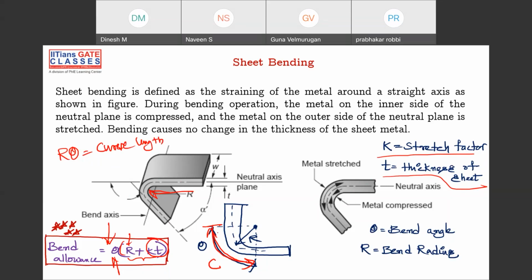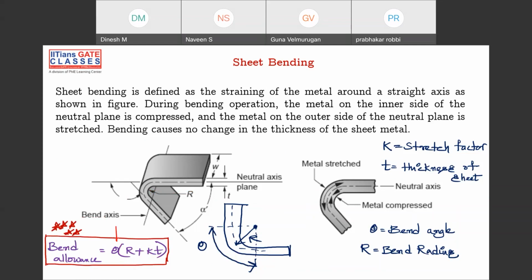Right. So there is some extra that you have to provide, so that the rebound also is calculated. If you want to have this kind of bend and you bend exactly this much, it is not going to stay, because of some kind of elastic recovery, it will come back again like this. So you have to bend a little more. Then it will not come back. So that extra KT will give you that allowance. That is why you have to calculate the bend allowance. This is theta into R plus some KT.